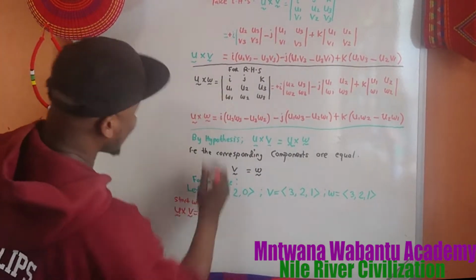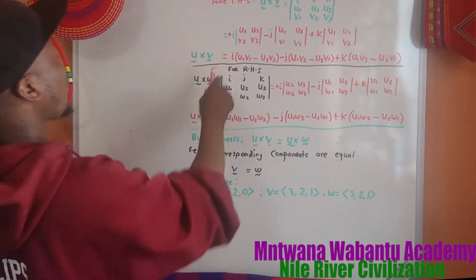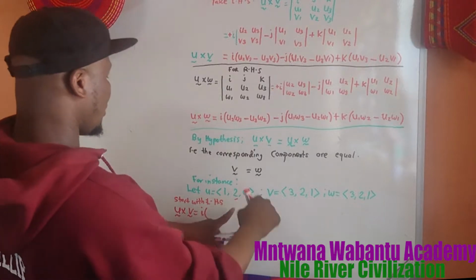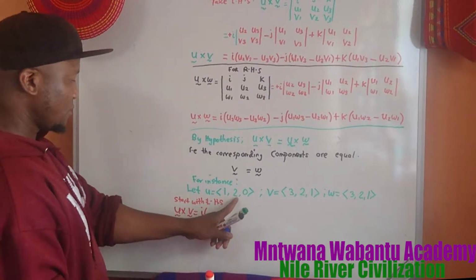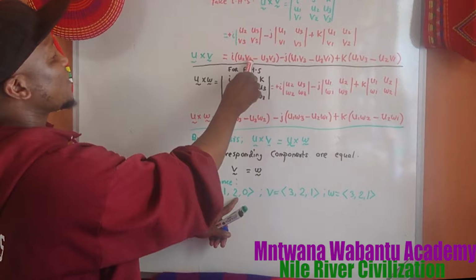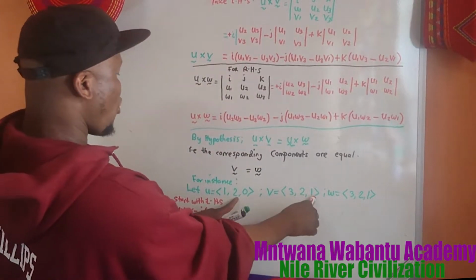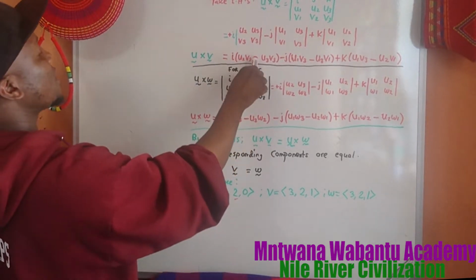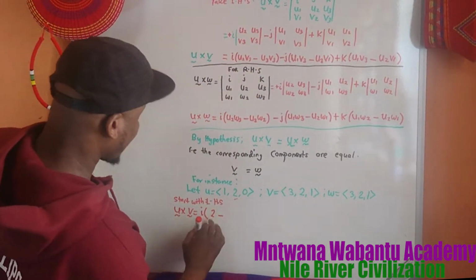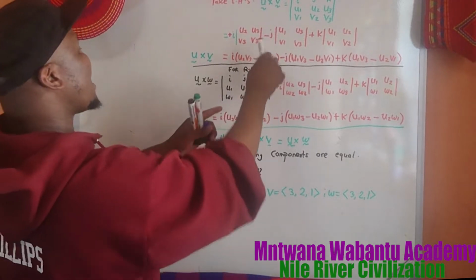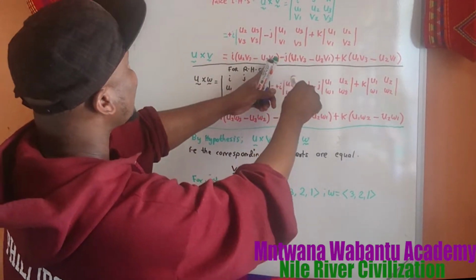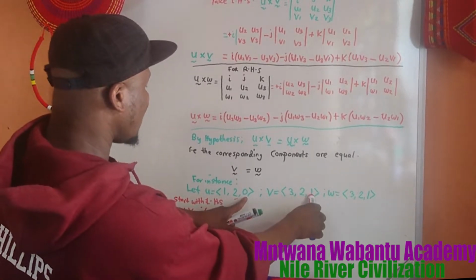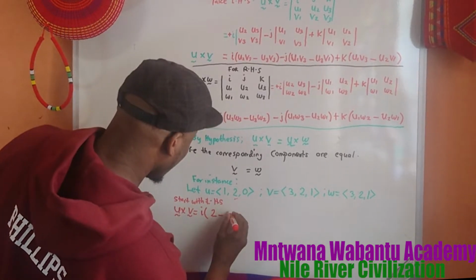So for the left hand side we have the i component. What is U2? U2 equals 2, multiplied by V3. What is V3? 1. So 2 times 1 equals 2. Now we go minus U3 V3. What is U3? 0, and V3 is 1. So 0 times 1 equals 0.